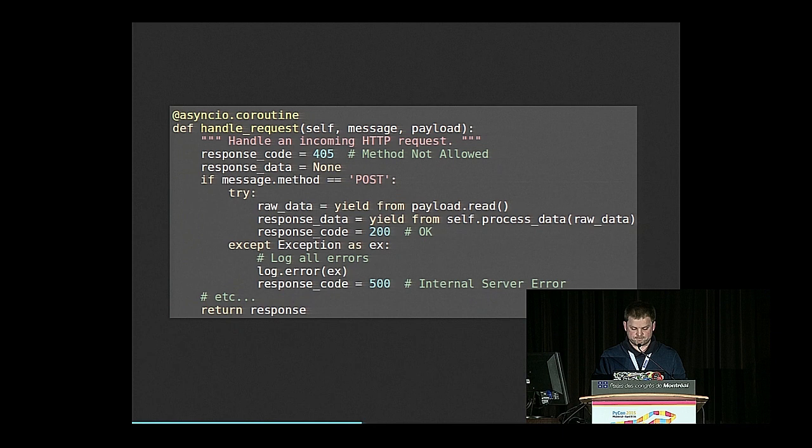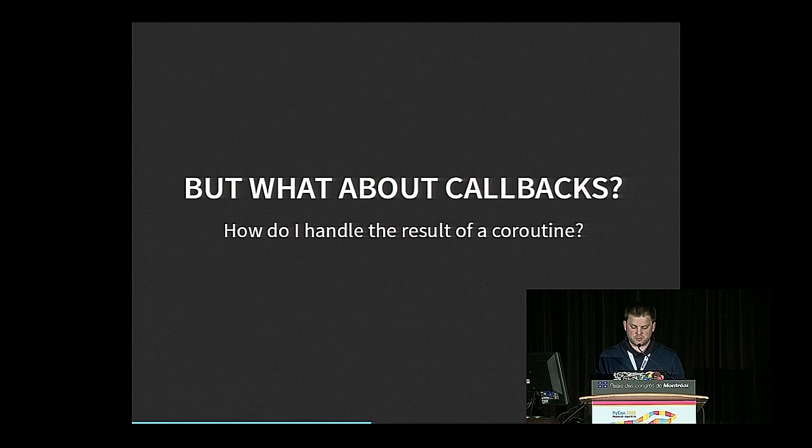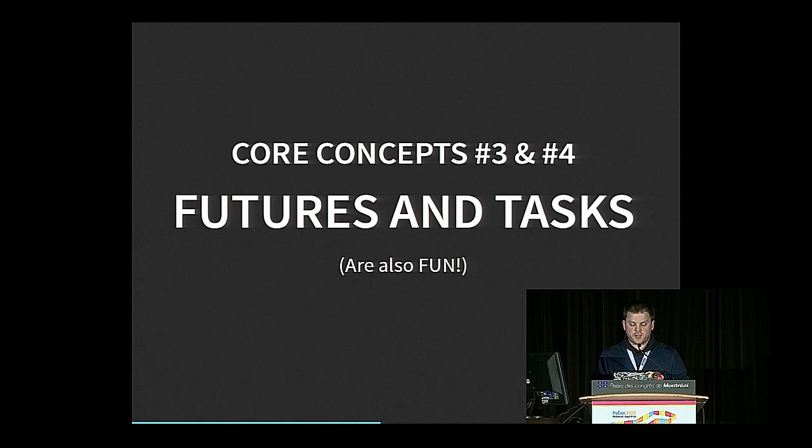But what about callbacks? We know how asynchronous activity happens with coroutines, but how do we handle the results? Well, core concepts 3 and 4 help us with that. A future represents a result that may not be available yet. Callback functions are added to a sort of to-do list to be executed when the result is known, and we say that the future is resolved. Sounds like Doctor Who, this. And a task is simply a future that wraps a coroutine. The resulting object is realized automatically when the coroutine completes.